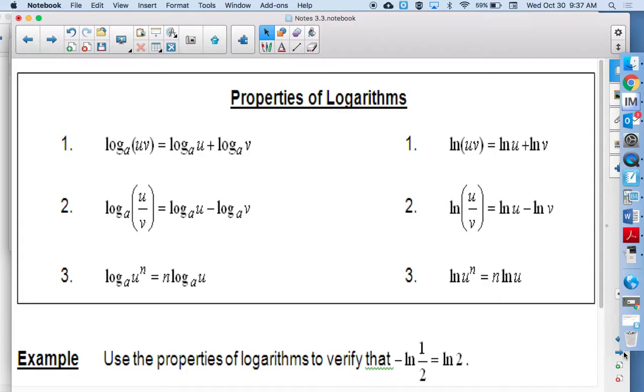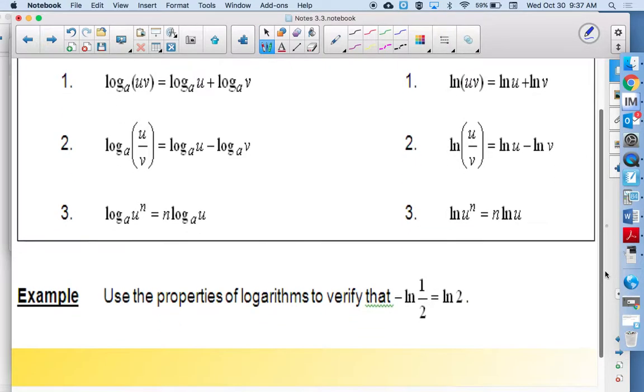The last property is the power property. And the power property says you take that exponent and you bump it in front. And then it becomes n times the log base a of u. Again, the exponents, when I have a power to a power, I still multiply those exponents together. Works the same way with natural log as it does with the common log.